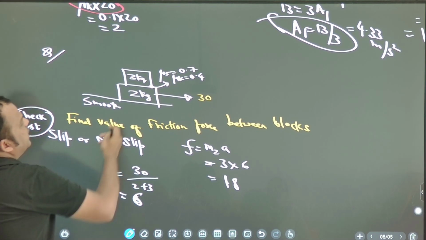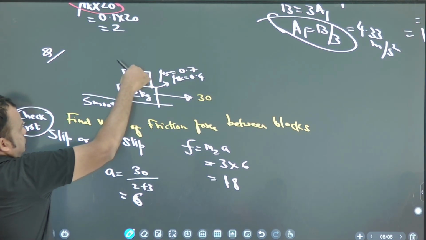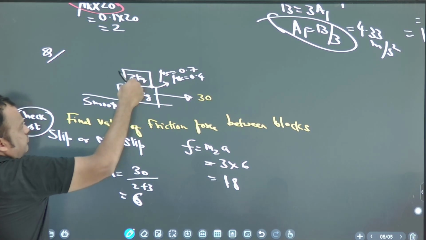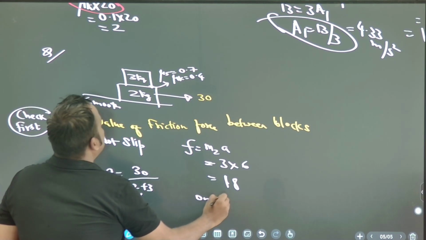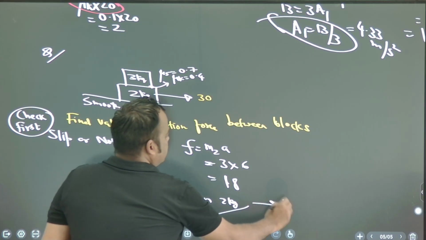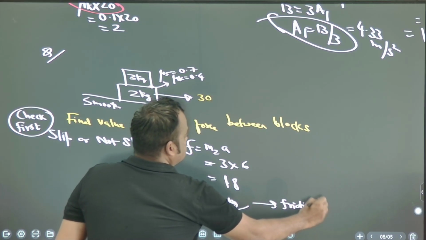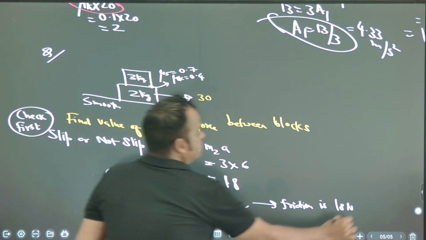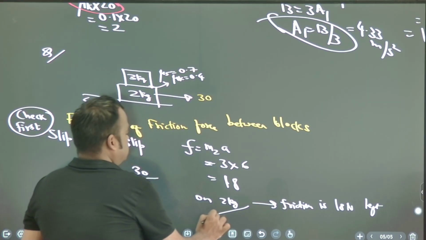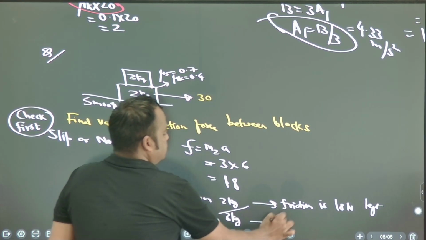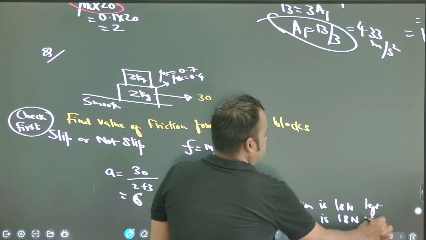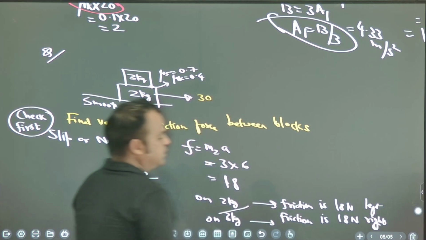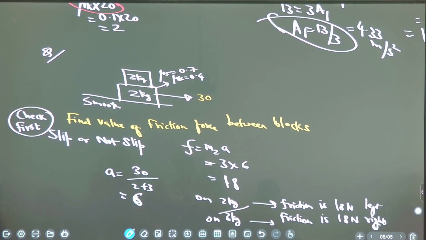18 Newton. What is direction of friction on 3 kg? Right. Friction on 2 kg? Left. So on 2 kg, friction is 18 Newton left. On 3 kg, friction is 18 Newton right. Correct? Note down. Friction is 18 Newton right.